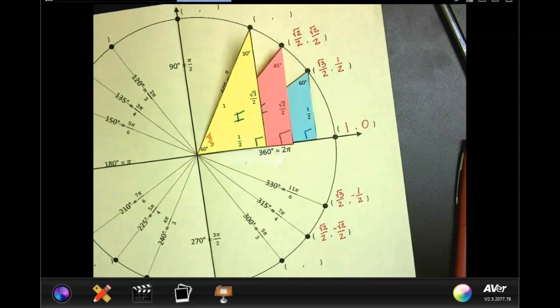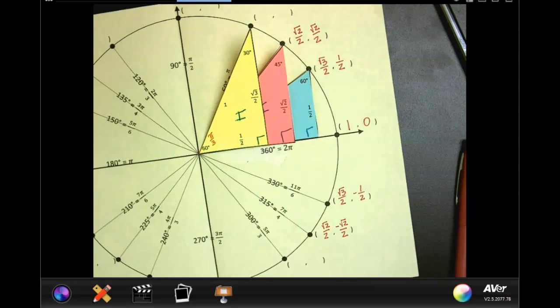Then we have 30 and 60, which are our other special angles. One of them's pi thirds and one of them's pi sixths. Pi sixths is 30 and pi thirds is 60. They both have a 3 and a 6, not that big of a deal. All right? Pi thirds, 60 degrees. Pi fourths, 45. Pi sixths, 30 degrees. And if we can truly get the first quadrant, we're going to be golden. Okay?